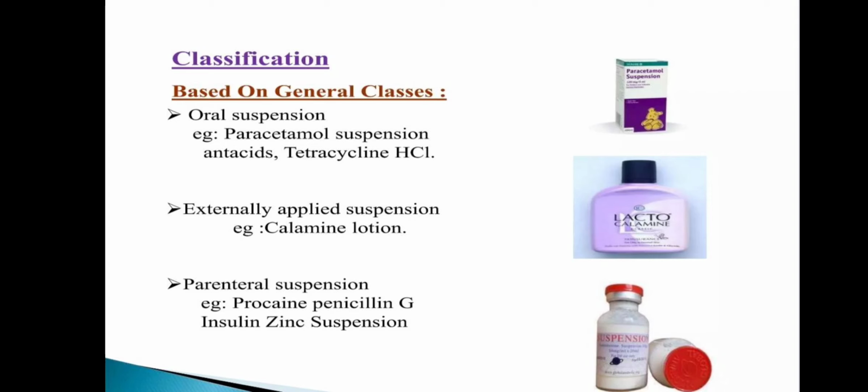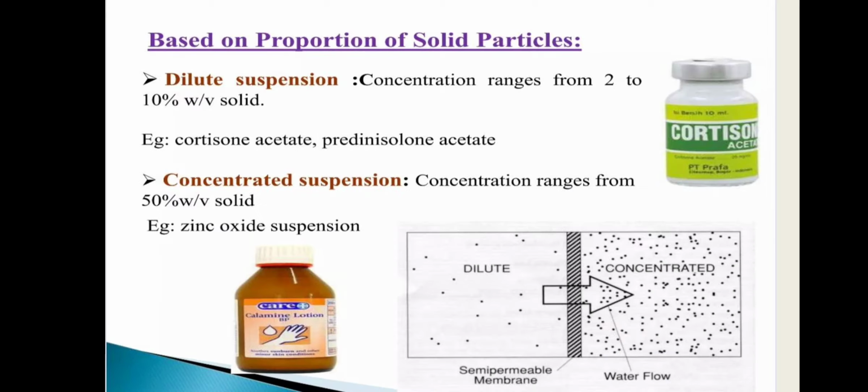Then classification. The first one is based on general classes: oral suspension, for example paracetamol suspension and antacid; externally applied suspension, for example calamine lotion; and parenteral suspension, for example procaine penicillin G and insulin zinc suspension.